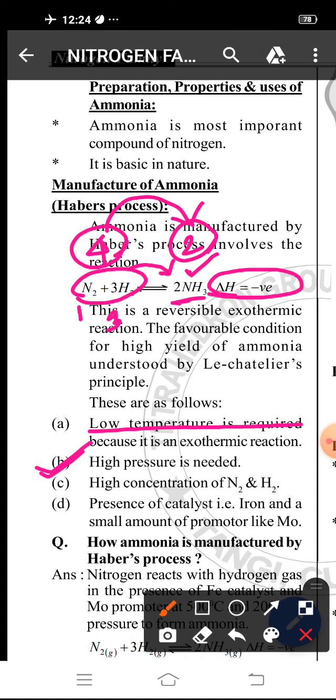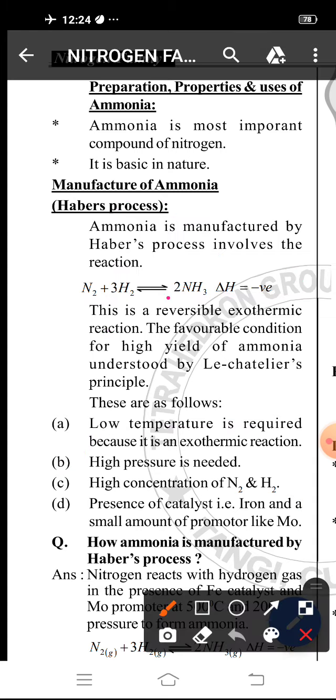Then the third case: since ammonia is formed on the product side, the reactant concentration should be high. On the reactant side nitrogen and hydrogen are present, so the concentration of nitrogen and hydrogen should be kept high, for which the reaction moves in the forward direction and ammonia is formed.